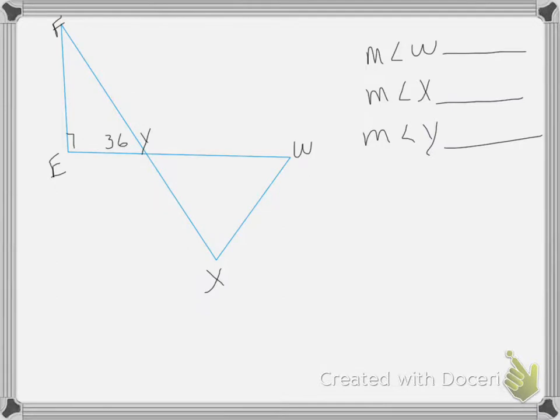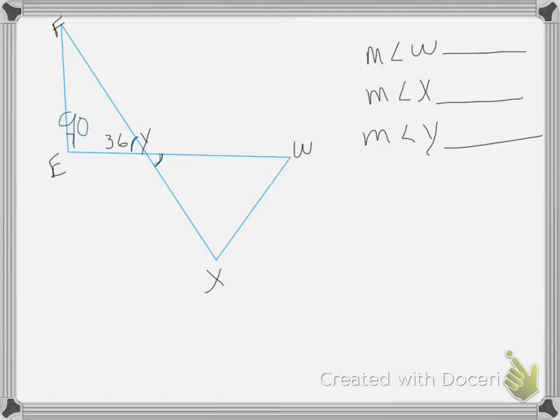Okay, this is the number 4. Of course, you know this little angle is 90. It's a box 90. You want to find W, X, and Y. In other words, you want to find all the other triangle angles you don't have. Now, the last one's easy. Why? Because this is Y.